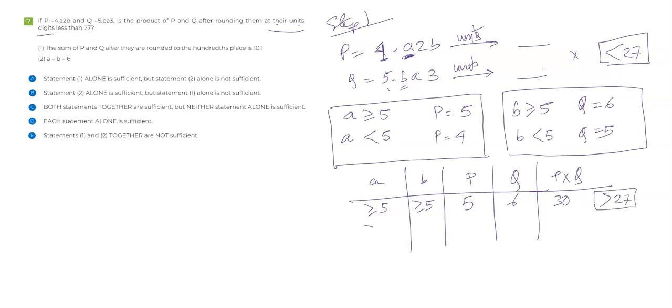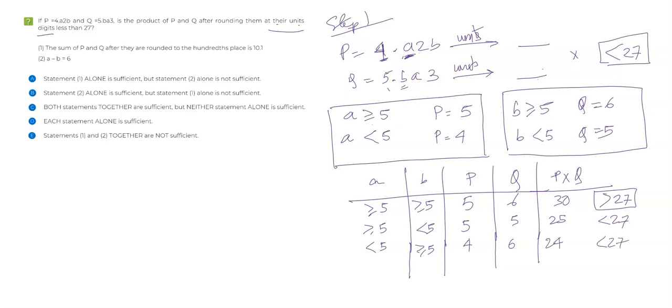Okay. One case could be this is greater than or equal to 5, this is less than 5. So if A is greater than or equal to 5, P will be 5 and Q will be 5. So you're getting 25. This is less than 27. Okay. One case could be this is less than 5, but this is greater than or equal to 5. In this case, if this is less than 5, P will be 4 and Q, since it is greater than or equal to 5, will be 6. But still the product is less than 27.